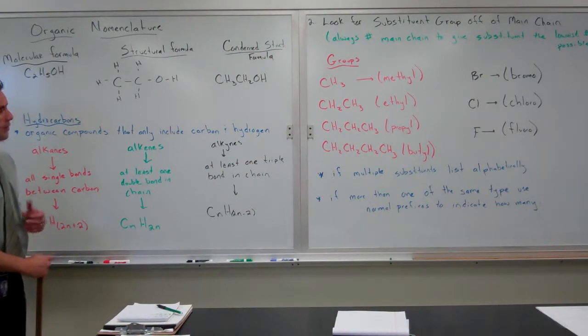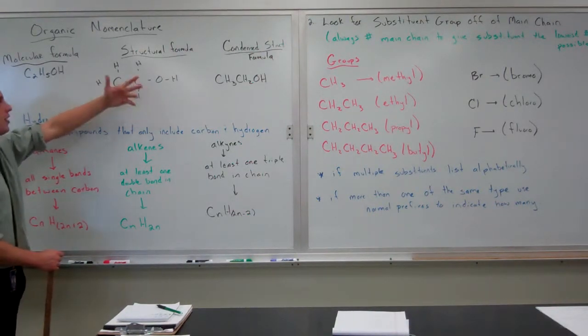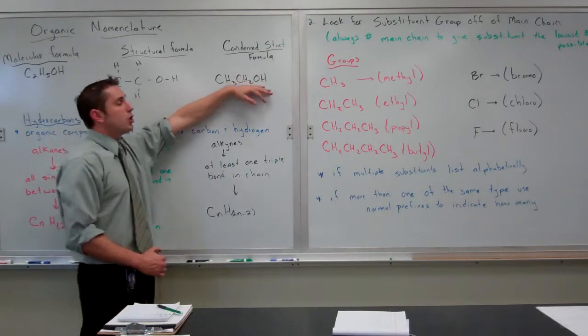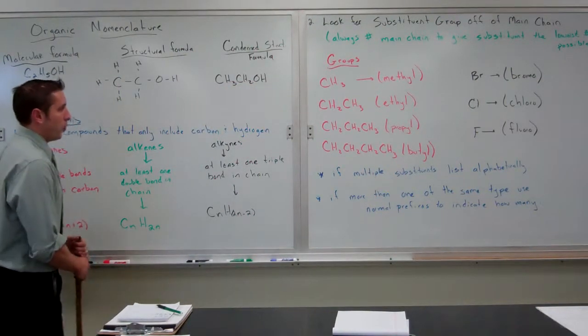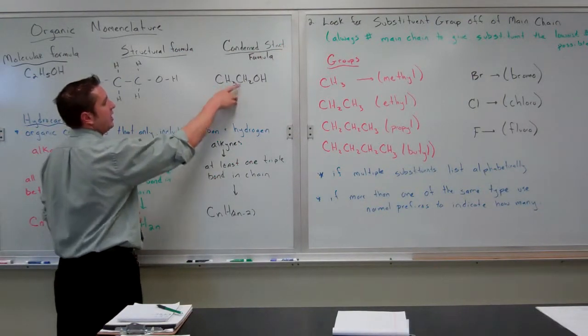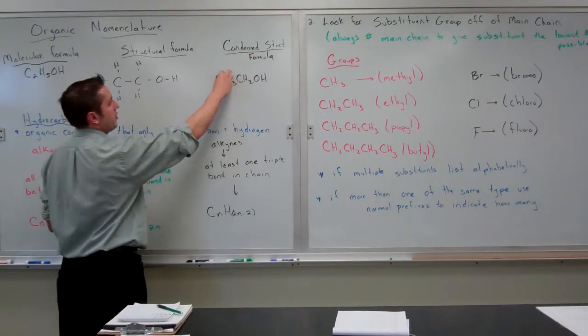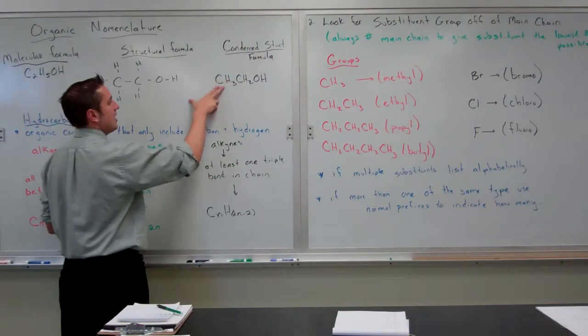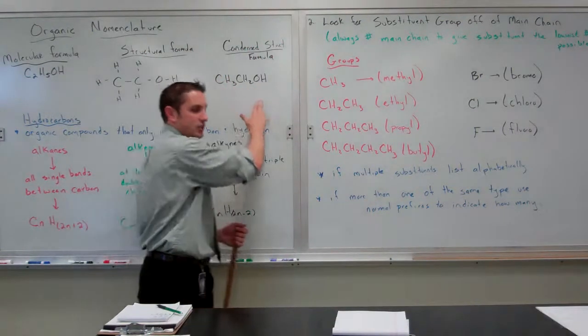A lot of times what they'll do, as opposed to writing all of this out, because it eats up a lot of space, is they will show you a condensed structural formula, where it still shows the connectivity, 3 H's off of this C, 2 H's off of this C, but then you have to pull the H's out and realize that a C is connected to a C is connected to an O.